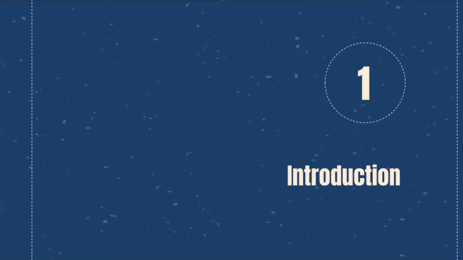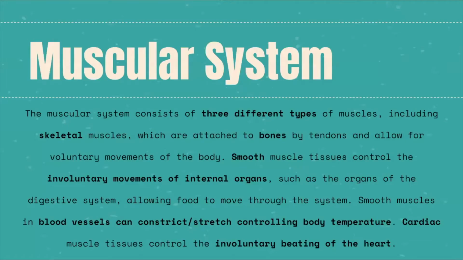Okay, so summary first. The muscular system consists of 3 different types of muscles, including skeletal muscles, smooth muscles, and cardiac muscles. So what do you guys think skeletal muscles are used for? And everyone should answer this question, everyone. Yes, skeletal muscles are attached to our bones, and they move our bones using tendons, and every movement associated with our skeletal muscles is a voluntary movement.